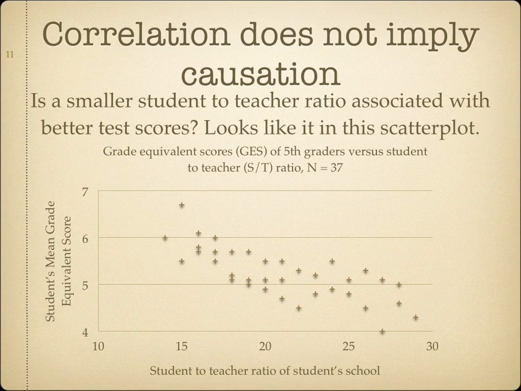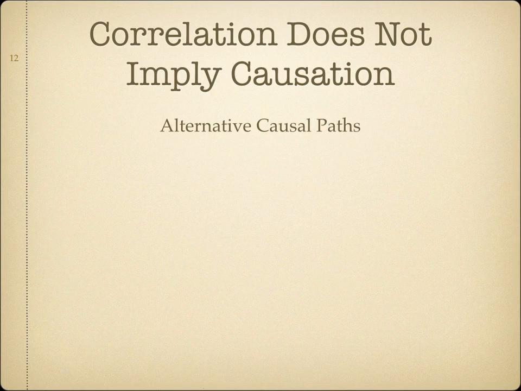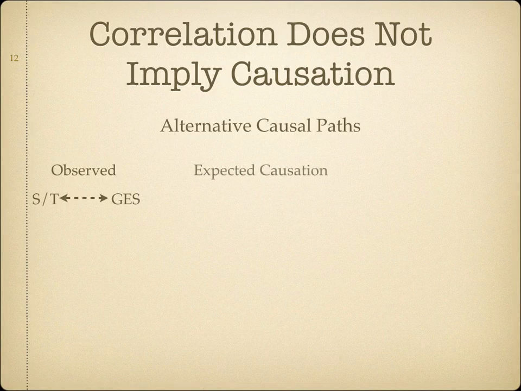And so we think we're seeing a relationship, and there's an implication of causation that student-to-teacher ratio might be causing students to do worse. As the student-to-teacher ratio goes up, then the students' reading scores go down. But there's all kinds of other ways these two variables might be associated with each other. What we're seeing is just the simple observation. The student-to-teacher ratio is related to grade equivalent score. We've seen only that relationship. Now, we kind of expect, we believe that the causation is student-to-teacher ratio causing grade equivalent scores.